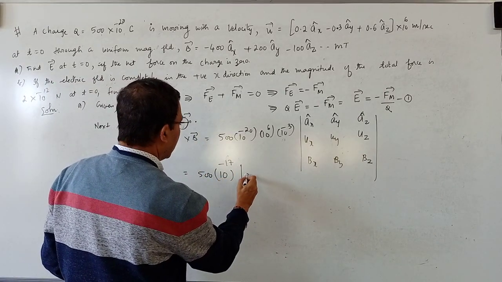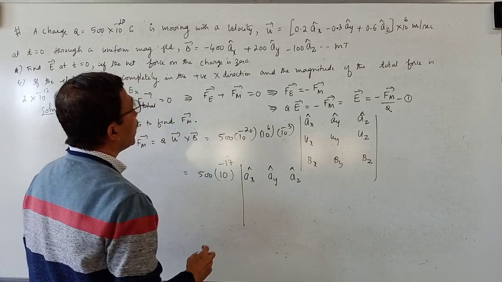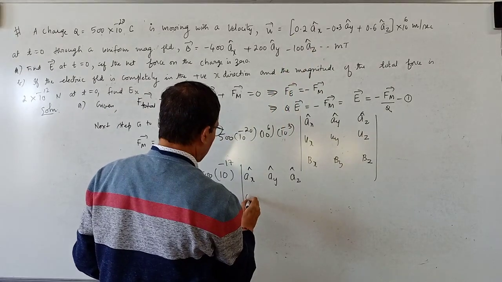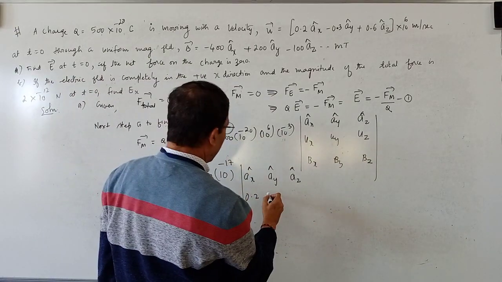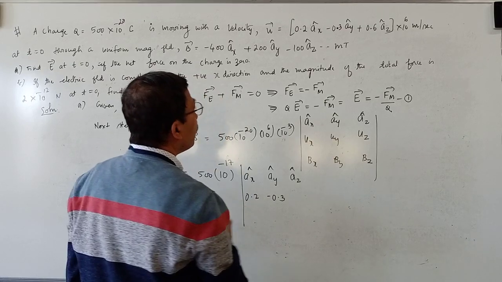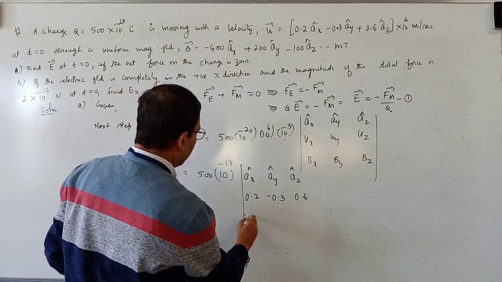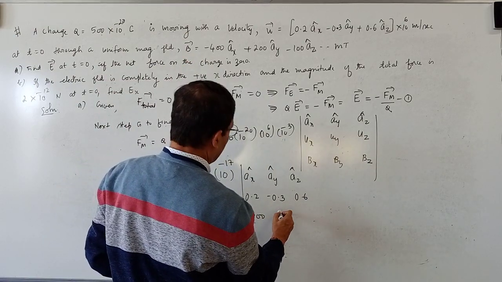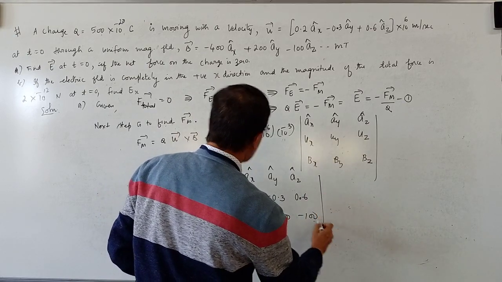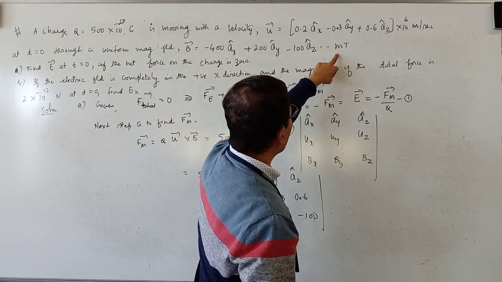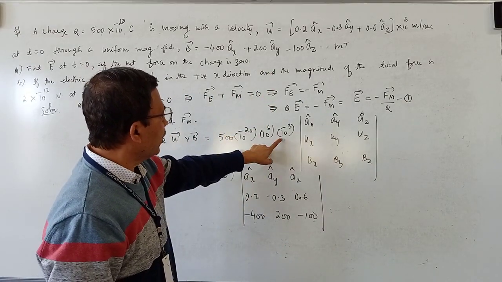Determinant ax cap, ay cap, az cap. What is ux? Ux is 0.2. 10 to the power 6 already factored here. Okay, 0.2. What is uy? Minus 0.3. What is uz? 0.6. Next, vector b. This is minus 400, 200 and minus 100. Millitesla means 10 to the power minus 3 will be present. Once you convert millitesla into Tesla, the 10 to the power minus 3 is factored here.